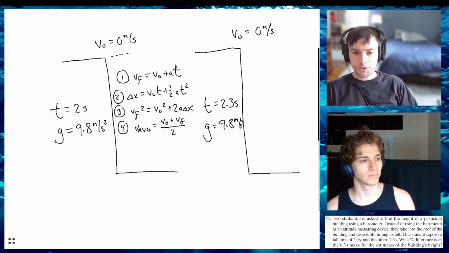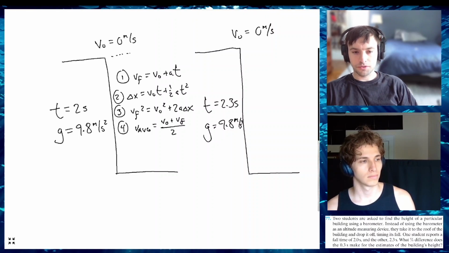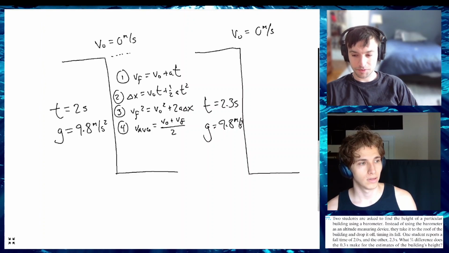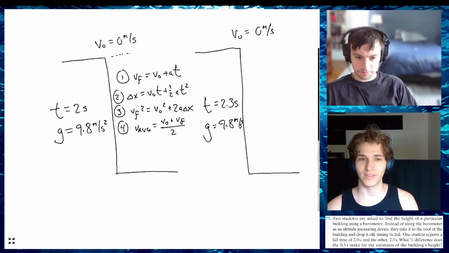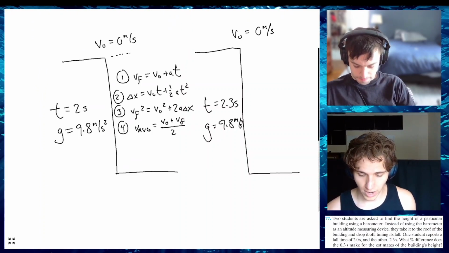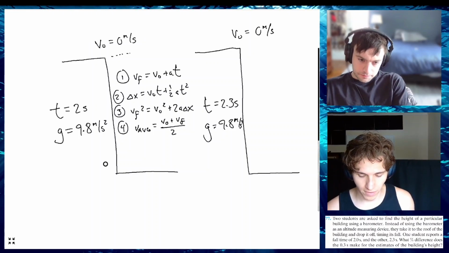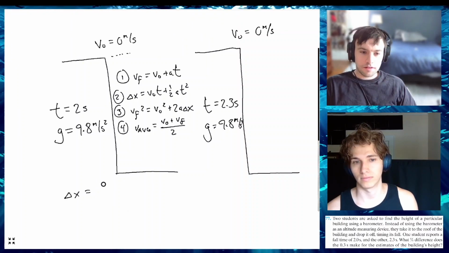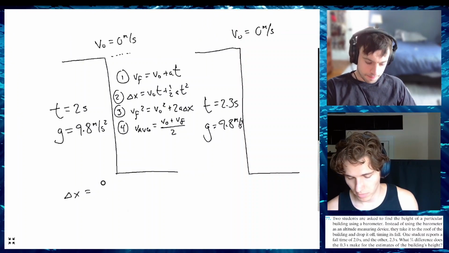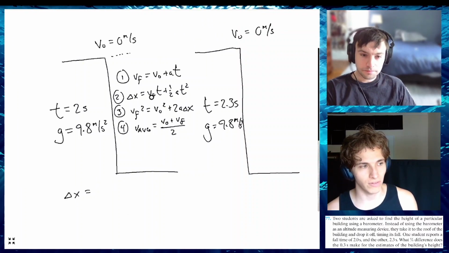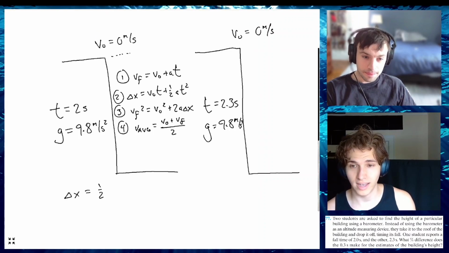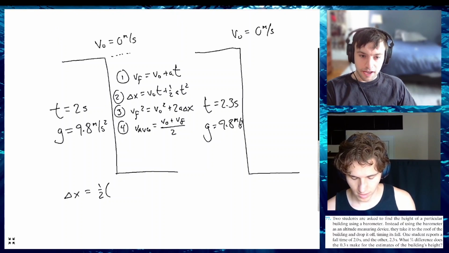Would we use number 2, delta x equals initial velocity times time plus 1/2 of acceleration times time squared? Let's try it. Let's do it for the first one. So we're actually trying to solve for the height it falls, so delta x is just fine here. What is the initial velocity? The initial velocity is 0. Perfect. So I won't include that velocity times time. What's the acceleration? Exactly. Then we would have 1/2 times.